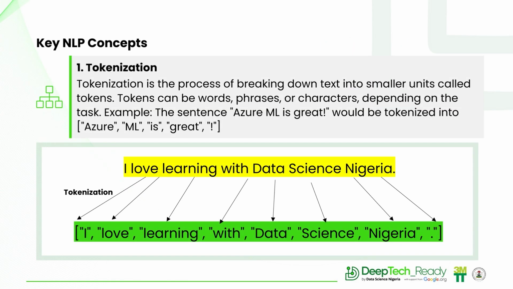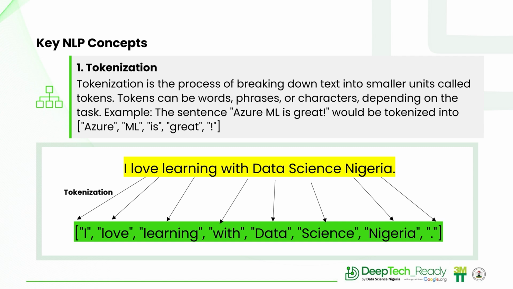Now, looking at key concepts in NLP, starting off with tokenization. So what's tokenization? Tokenization is the process of splitting text into smaller parts called tokens. These tokens can be words, characters, or subwords depending on the problem. For example, the sentence "Azure ML is great!" can be split into Azure as a token, ML as a token, is as a token, great as a token, and the exclamation mark is also a token.